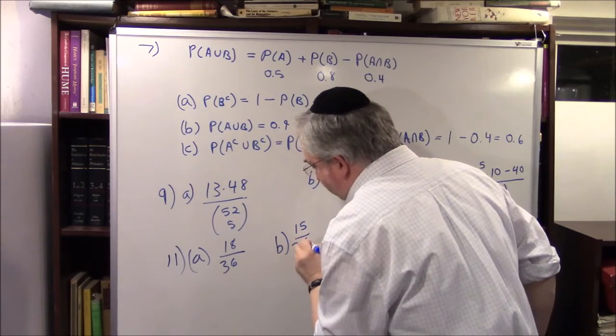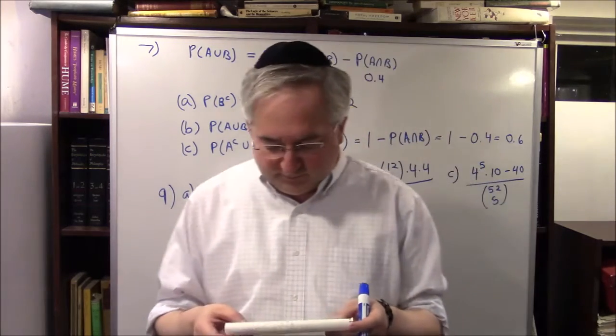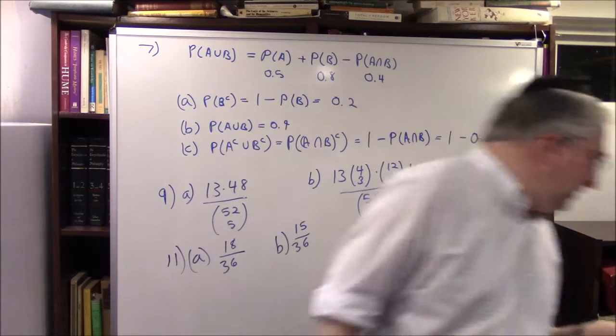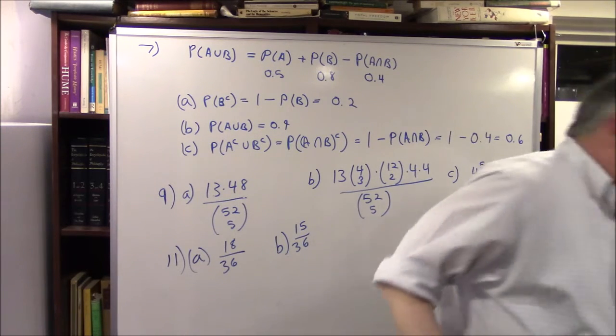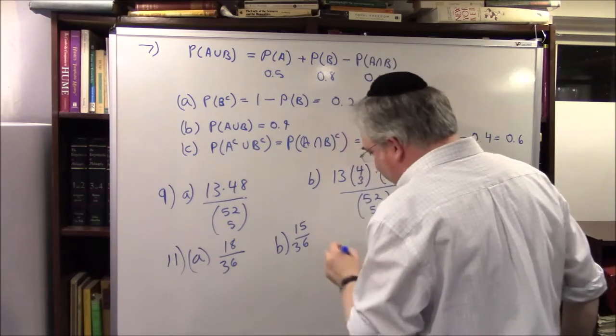Over 36 possibilities for that. Okay, number 11C. The number on the red die is twice the number on the black die. Well, there's only 3 ways that can happen.